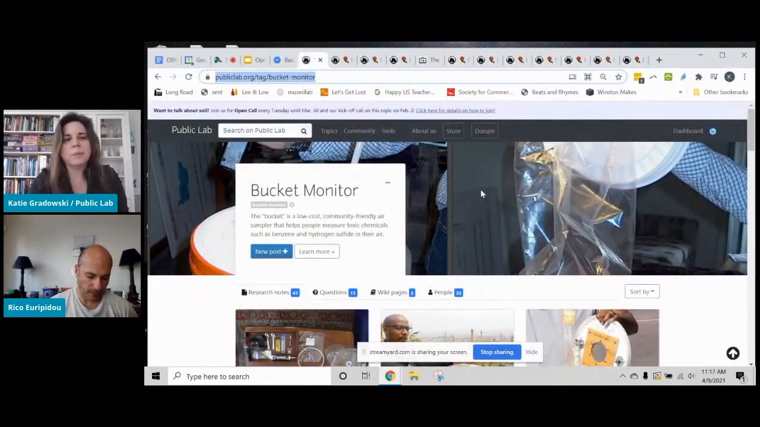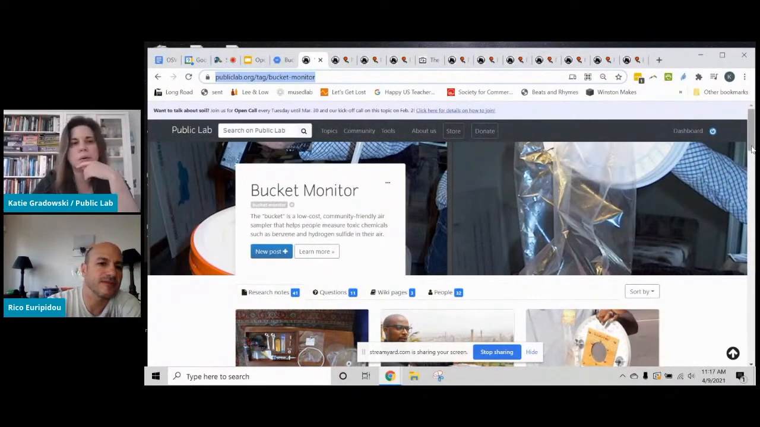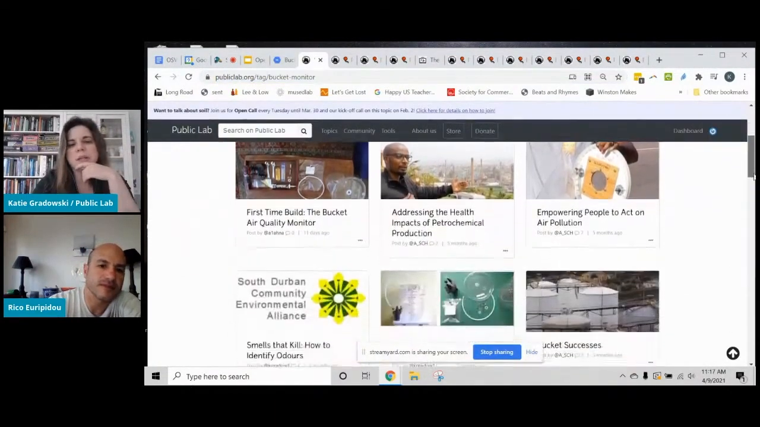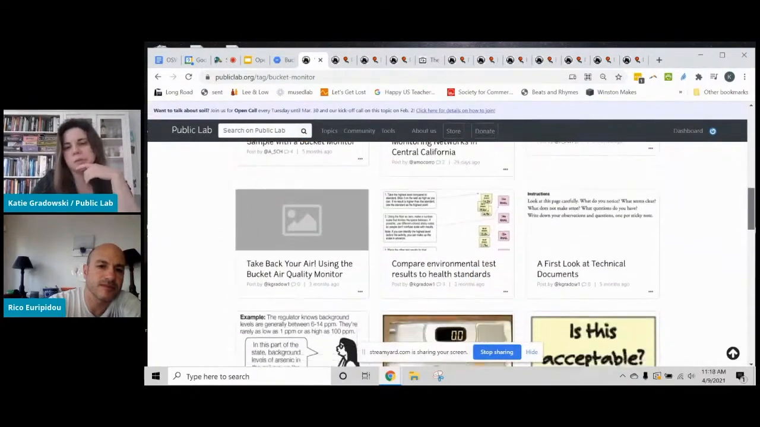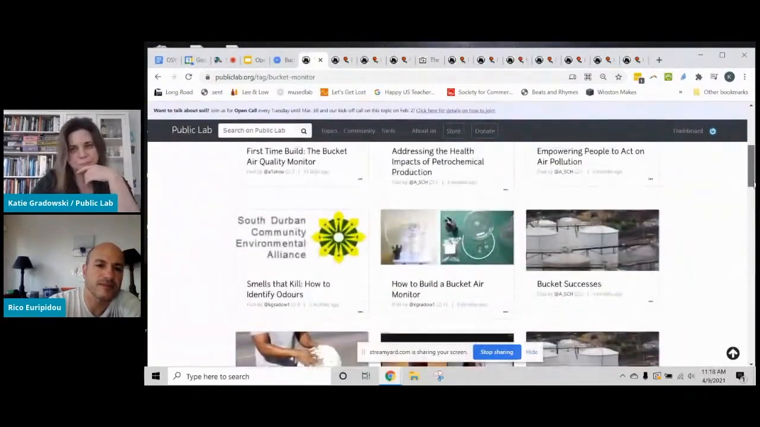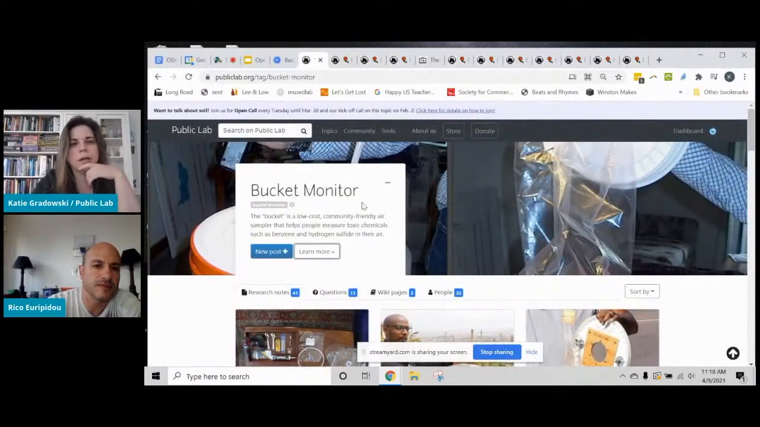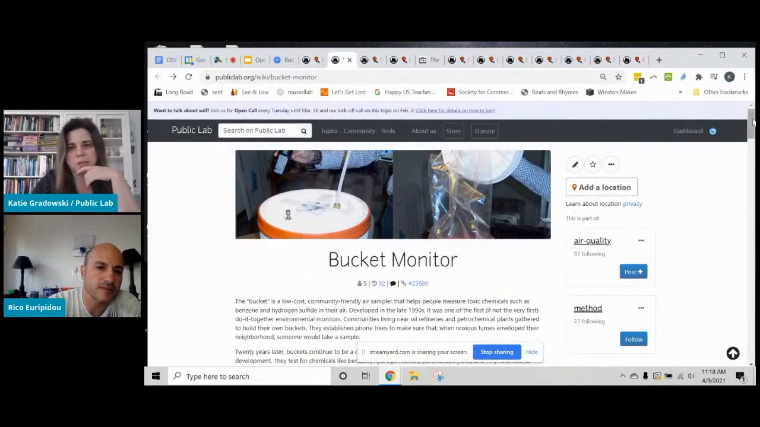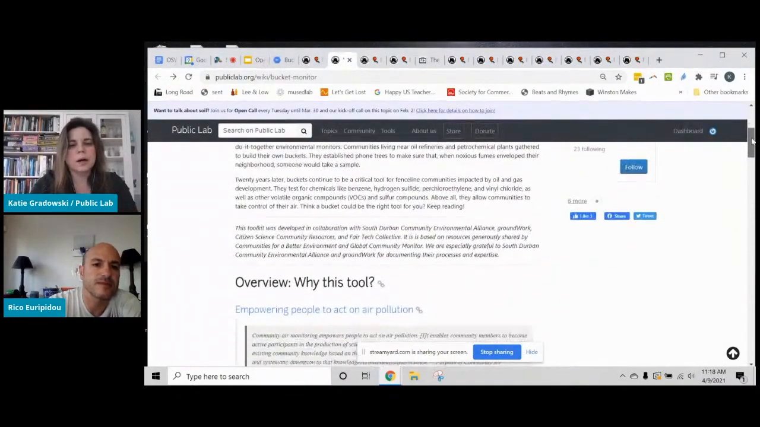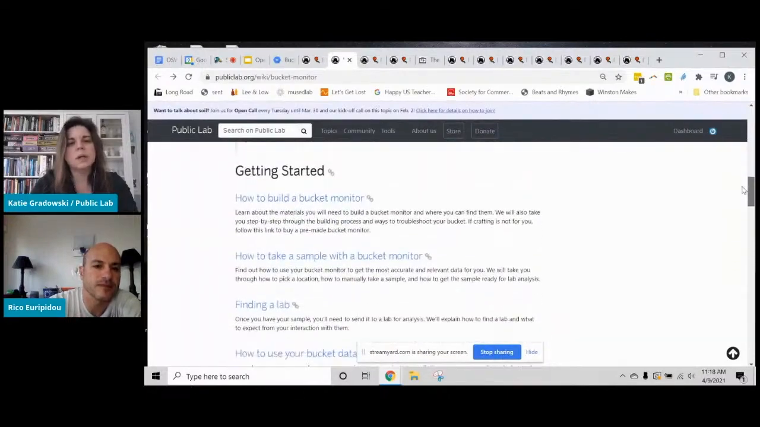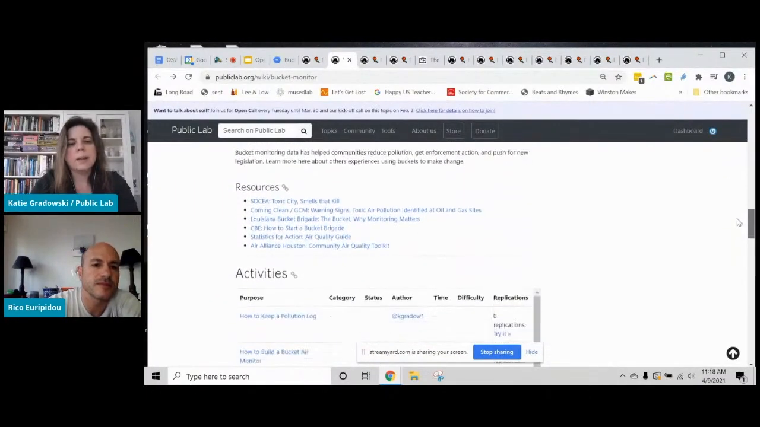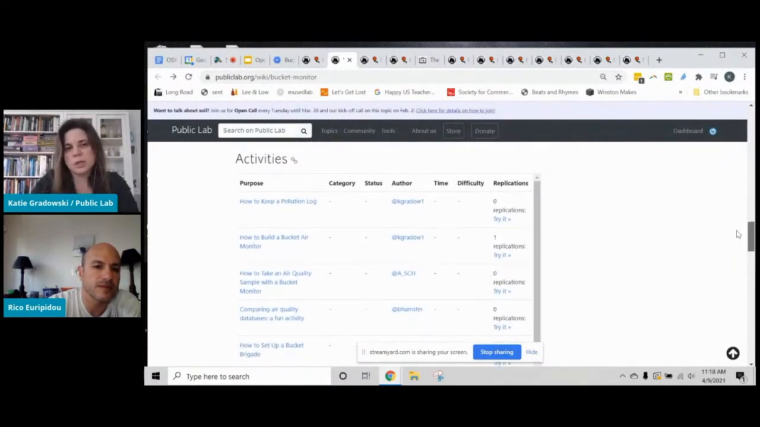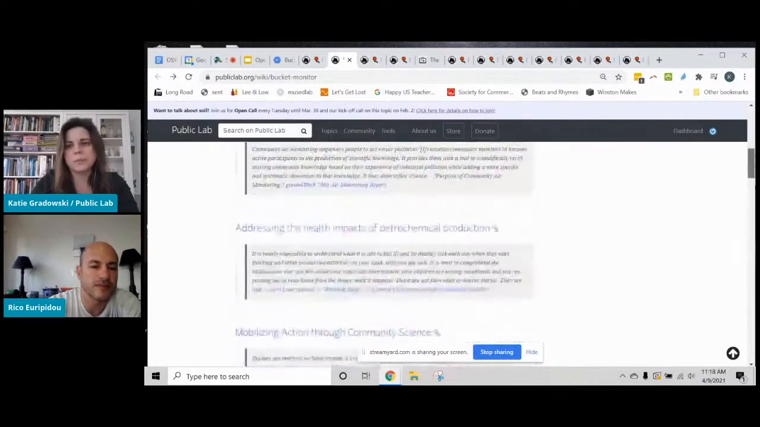So I think Ashley is maybe dropping some links into the chat, hopefully. And this is the project that we've been working on for the past couple of months. So if you go to the Public Lab website, you'll see that there are a range of resources associated with the Bucket Monitor project. The key piece here is this wiki page, which is really the heart of the toolkit. And this includes an overview of why the tool, how to get started. We're going to go through some of this stuff. And then also, critically, ways to interact with this project and engage with it, which we can talk about further on.